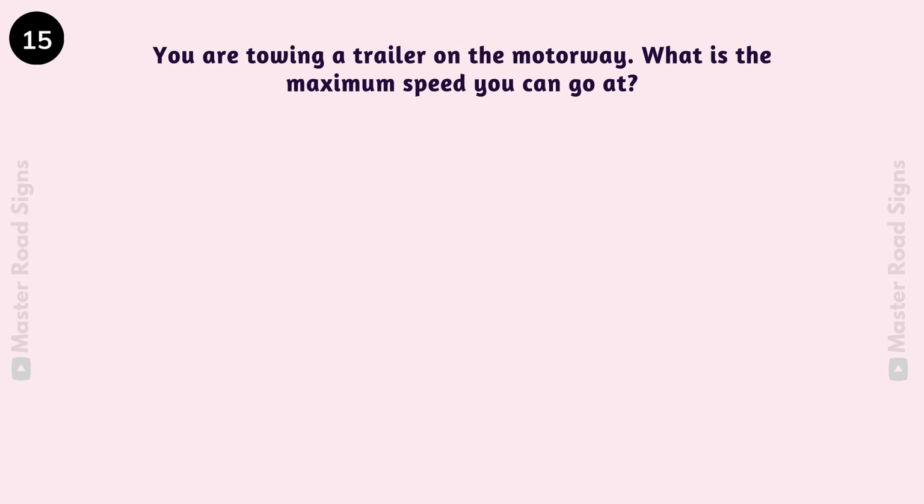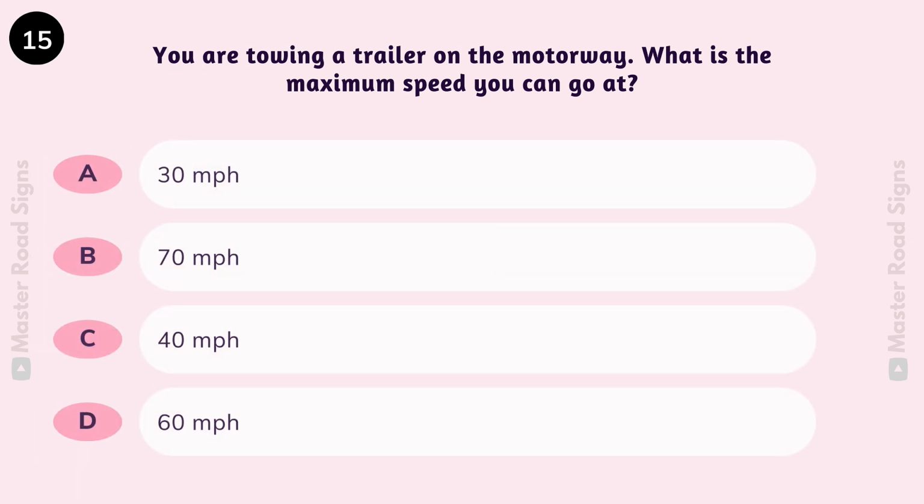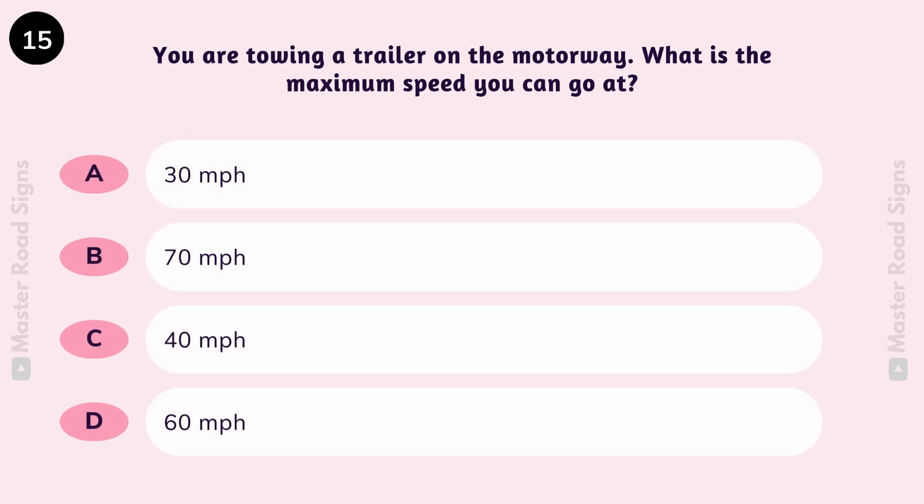Question 15. You are towing a trailer on the motorway. What is the maximum speed you can go at? A. 30 miles per hour. B. 70 miles per hour. C. 40 miles per hour. D. 60 miles per hour. The answer is D. 60 miles per hour.